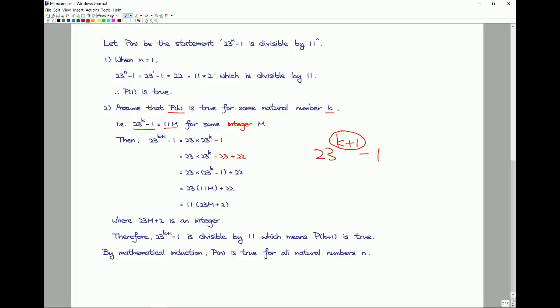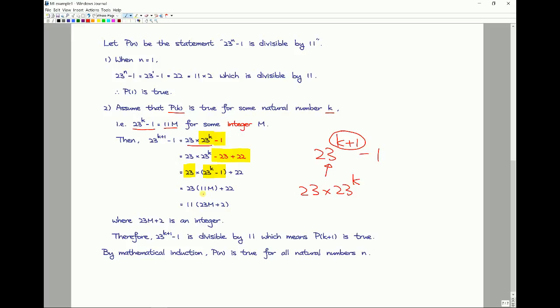Then how do we make use of the induction assumption? The trick is the following. We rewrite this as 23 times 23 to the power k, as here, and you will see 23 to the power k. Then we rewrite this minus 1 as minus 23 plus 22, so that if you look at the first two terms, there is a common factor, 23. You just take it out, then you will see the expression in the induction assumption.